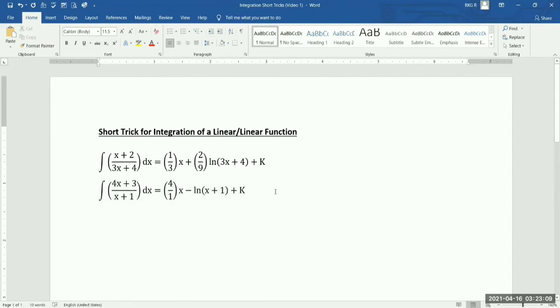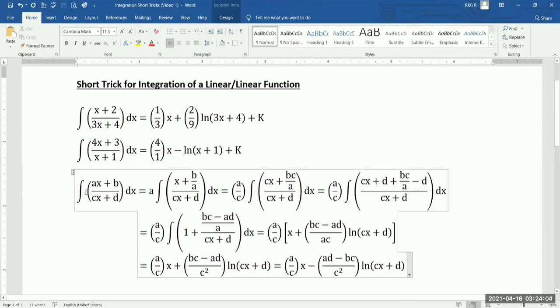So let me show you the trick, how you can also write the answer in very few seconds. The trick goes like this: first I will start with the linear by linear general function, and then I'll use the final answer. So you can consider it as a proof of this trick. As you can see on the screen, I have taken a linear by linear function (ax + b) upon (cx + d) dx. I have to integrate this linear by linear function.